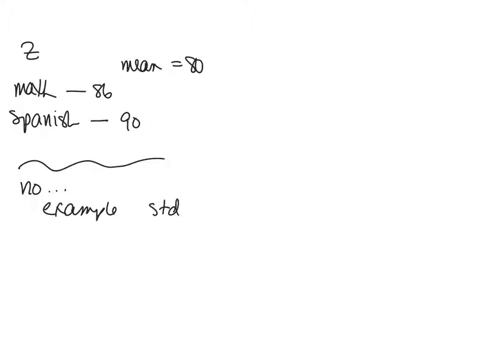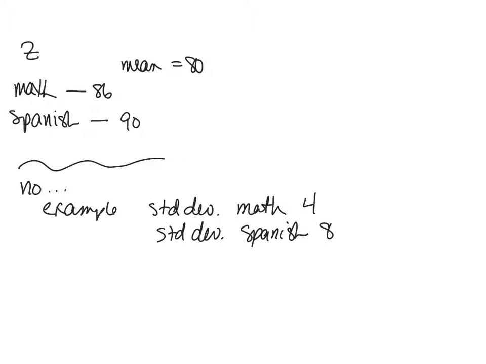All right, for example, suppose the standard deviation of the math scores was 4, and the standard deviation for the Spanish was 8. Then the score of 86 in math is 1.5 standard deviations above the mean.